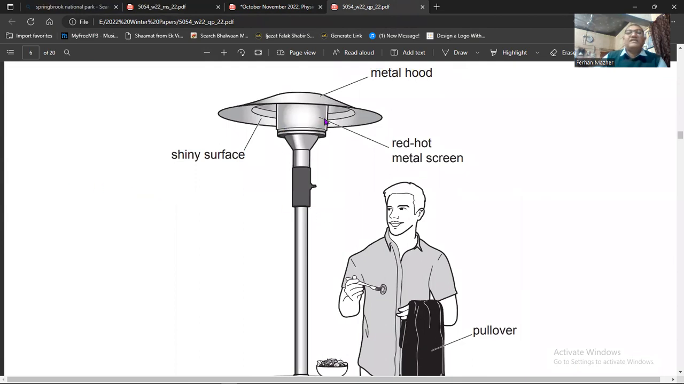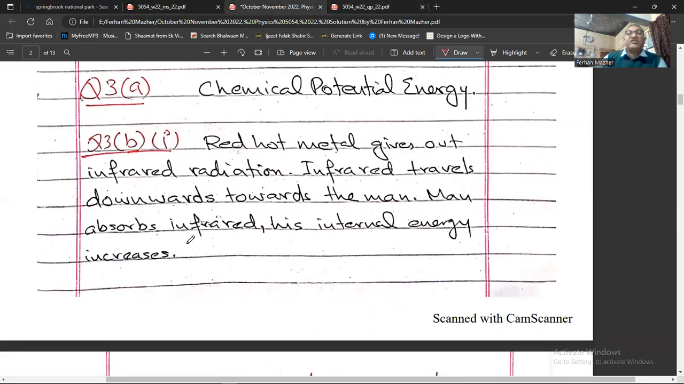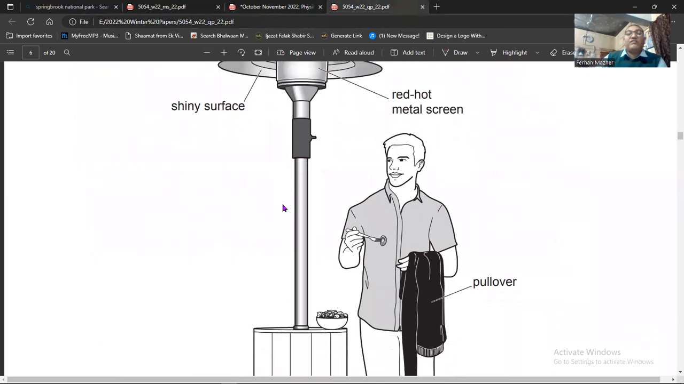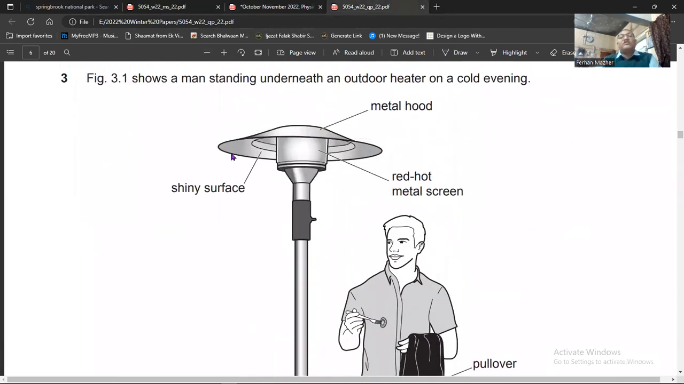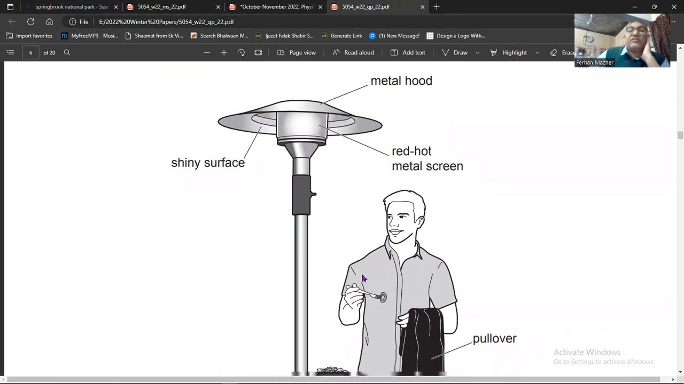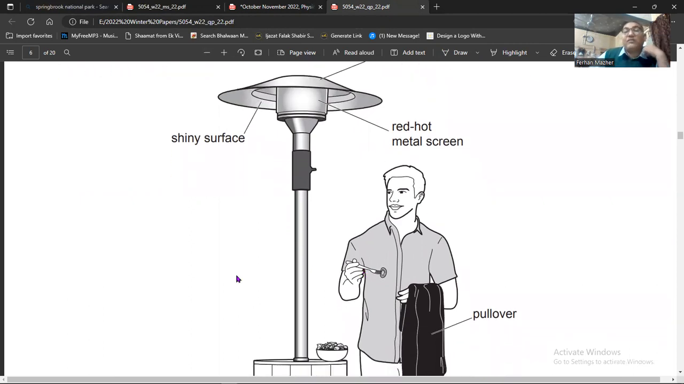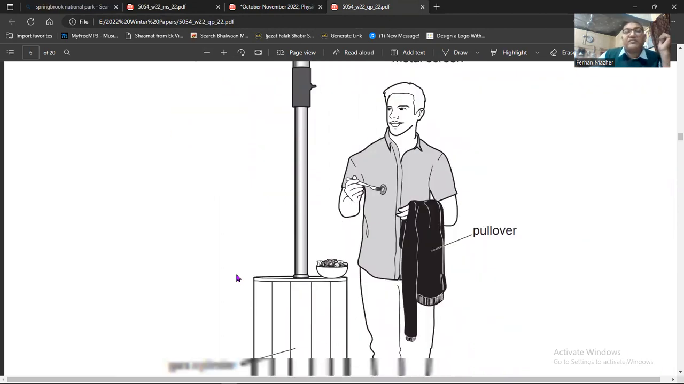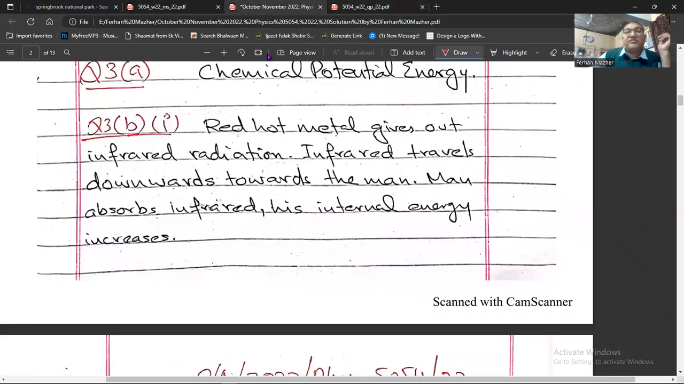You see, when this screen becomes red hot, and here we have the shiny surface, it will give out infrared radiation, and because of this shiny surface, the infrared radiation will be reflected. It is placed in such a way that it will be reflected downward, and it will reach the man, and the man will absorb that infrared, and his body temperature will rise. He will feel warm.